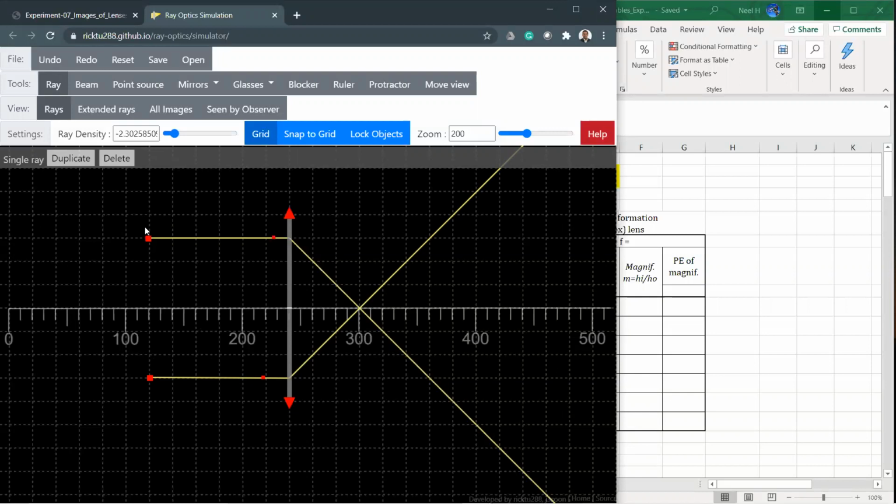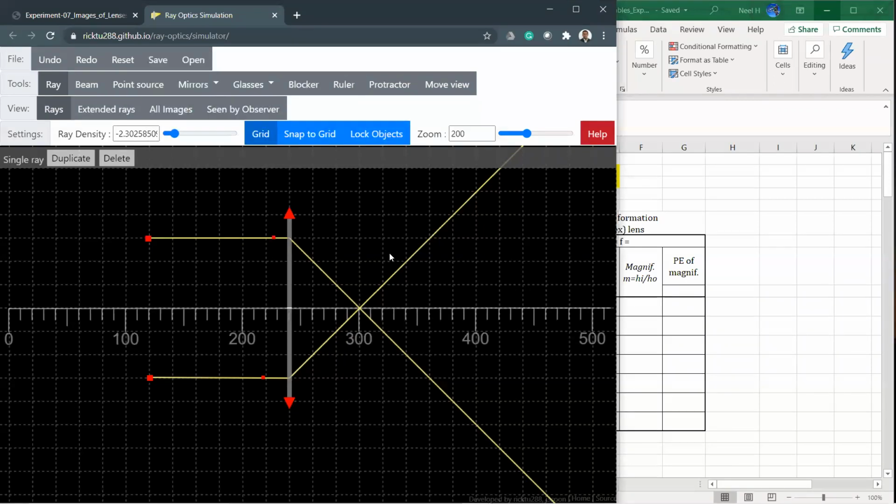So if the object is to the left, and you're observing from the right, then the focal point is on the right. But I can do the same, but oppositely. I can place the object on the right, and then observe from the left. Then if I'm observing from the left, the focal point should be on the same side as the observable side, right? So let's check that out.